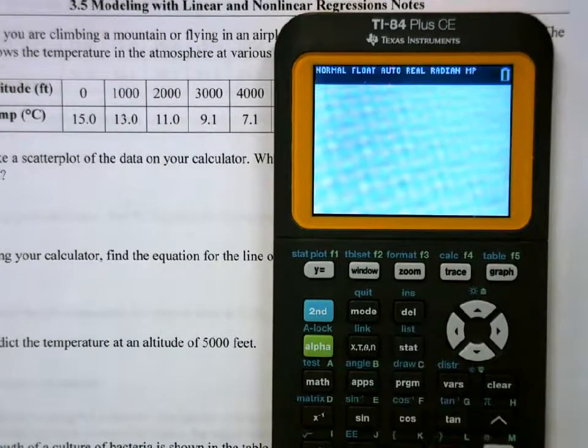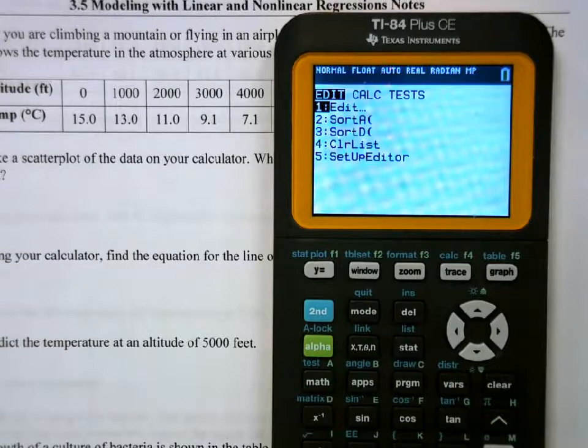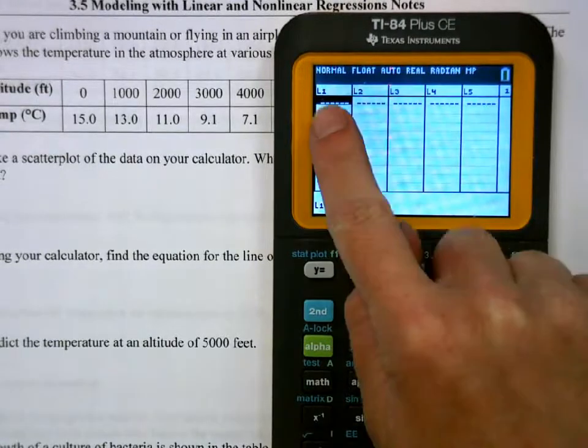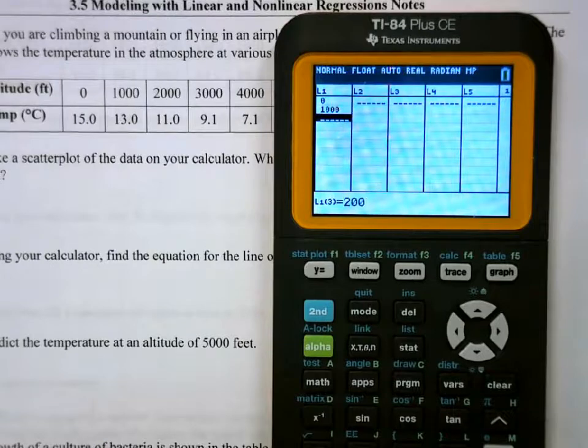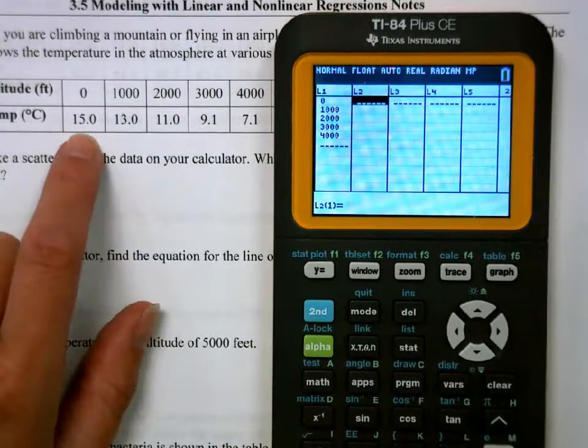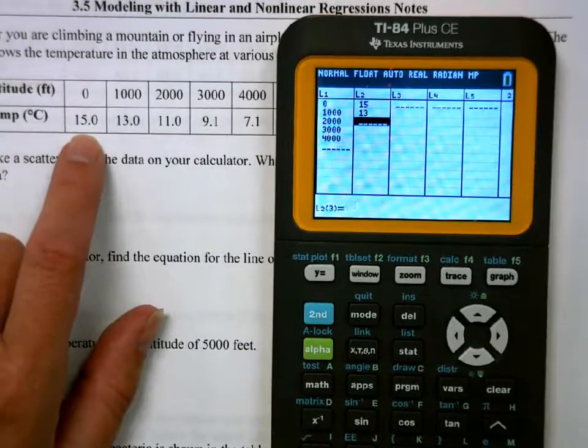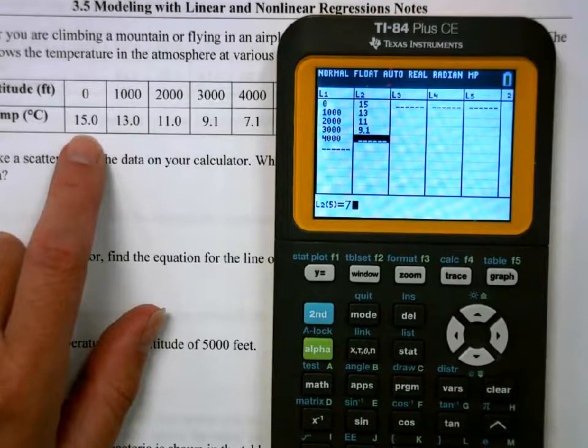So you're going to use this stat button. So we do stat, edit. If you have anything already in your list, you're going to want to go up to your list and hit clear, then enter. So in my list 1, I'm going to do 0, 1,000, 2,000, and then my corresponding values, 15, 13, 11, 9.1, 7.1.